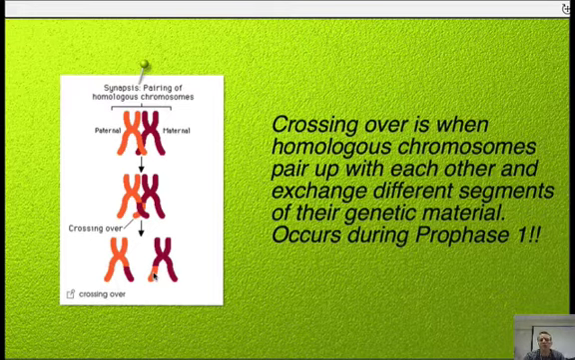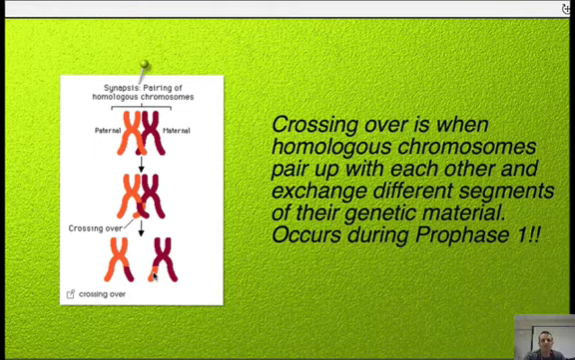So crossing over, once again, is that exchange of genetic material, different segments in the homologous chromosomes, and it occurs during prophase 1. So it's important to know that it occurs during prophase 1. You might or might not see it on your test, which you'll probably end up seeing on your test there. Another one you're going to have to end up knowing is the law of independent assortment.